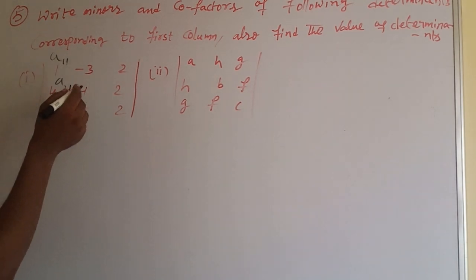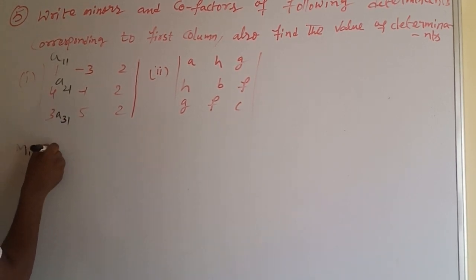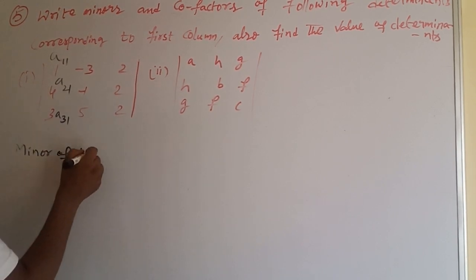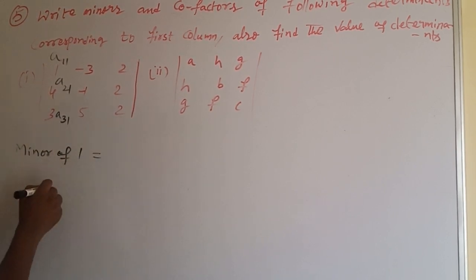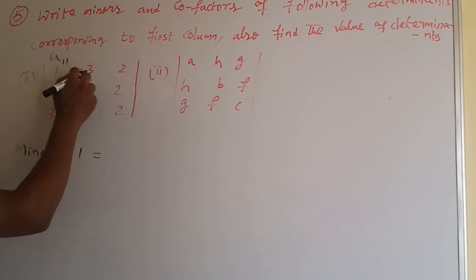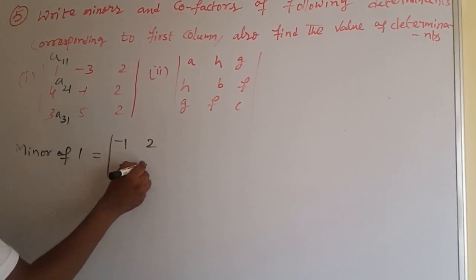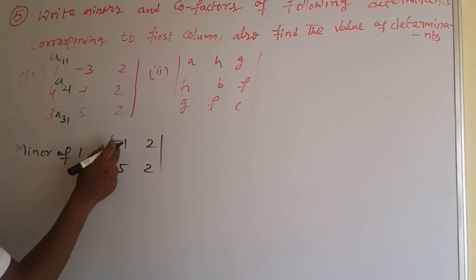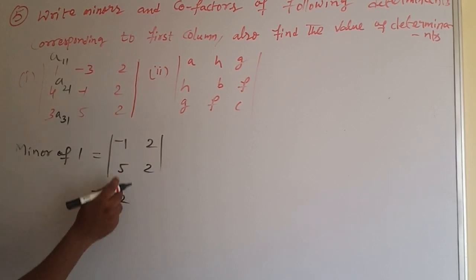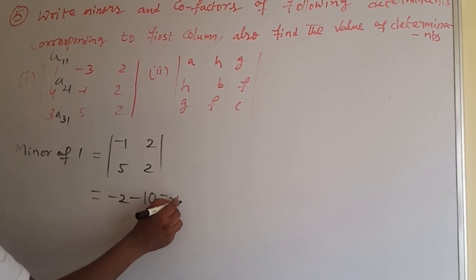So now here first I'll find minors, then I'll find cofactors. Okay? So minor of 1. First one it is minor of 1. So minor of 1 is equal to, you remove this first row and column, and the remaining part. What is the remaining part? Minus 1, 2, 5, 2. Just multiply: minus 1 into 2 is minus 2, minus 5 2s are 10. So you get the answer as minus 12.